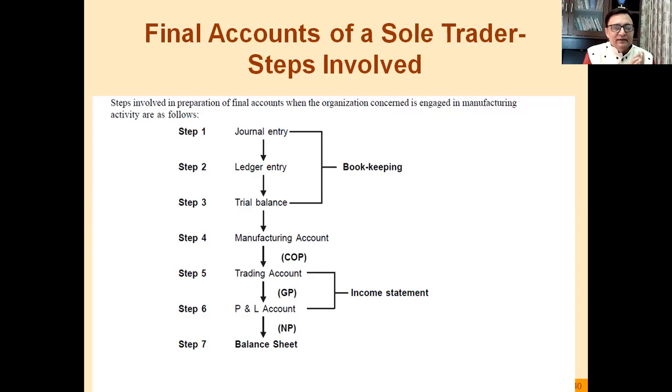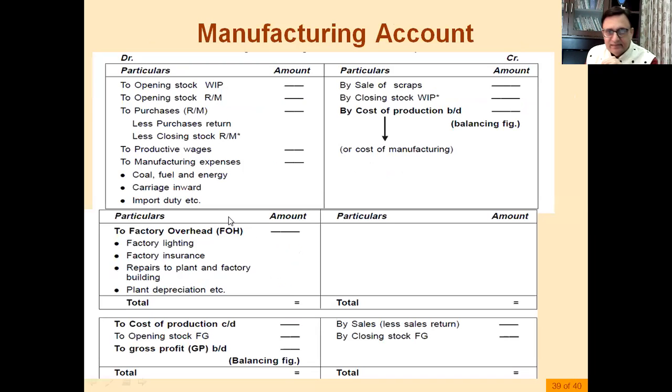As far as the manufacturing account is concerned, it will reveal the cost of production. A trading account will reveal the gross profit. And a profit and loss account will reveal the net profit. And ultimately, the balance sheet will give a reflection of the assets and liabilities. That means our accounting equation will be represented. So this is the format of a manufacturing account. If your concern is manufacturing, this is the format we follow.